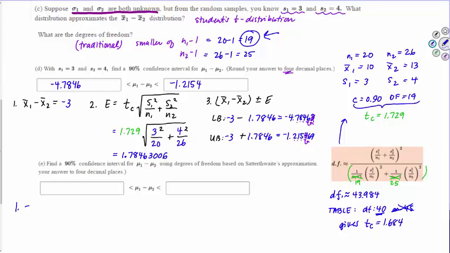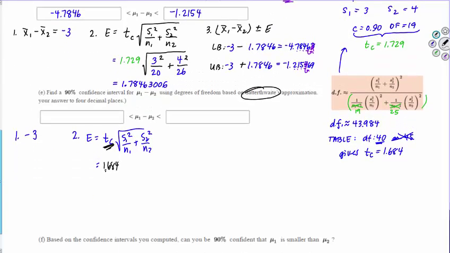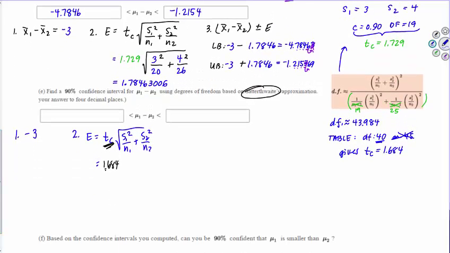The point estimate is -3 from step 1. Number 2, the margin of error is the critical value of t times the square root of s1 squared over n1 plus s2 squared over n2. But now the critical value of t is the new thing. That's from the approximation of Satterthwaite. This guy is 1.684, times the square root of 3 squared over 20 plus 4 squared over 26.